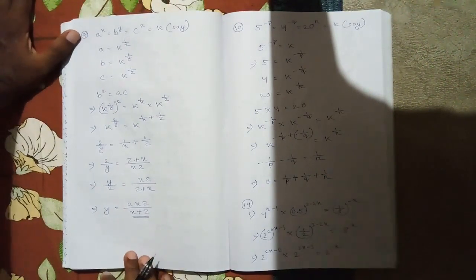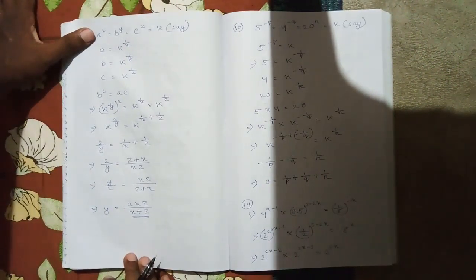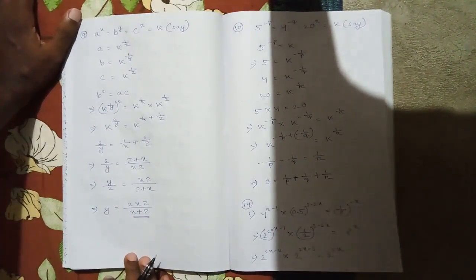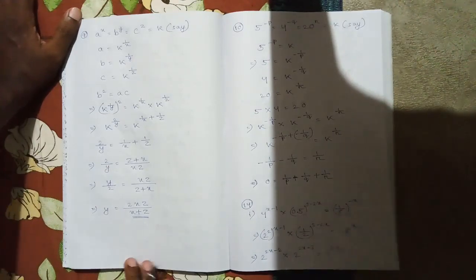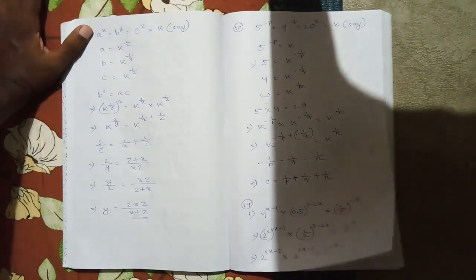It is given a^x = b^y = c^z, and also it is given b² = ac, and we have to prove that y = 2xz/(x+z). Okay, let us start. a^x = b^y = c^z.